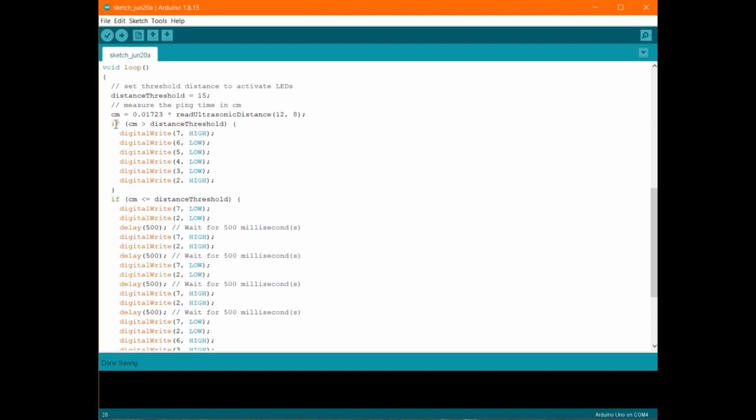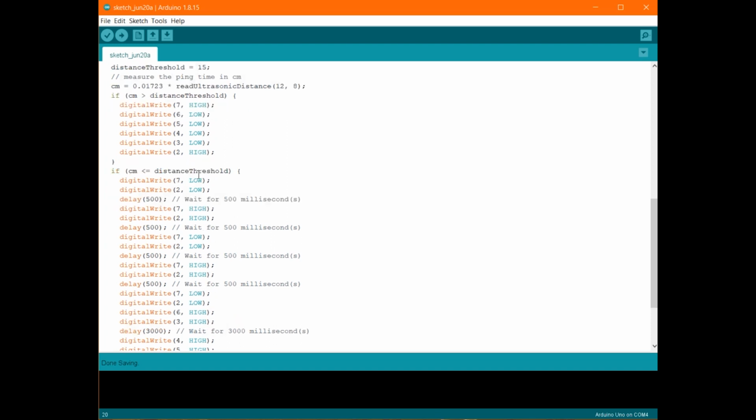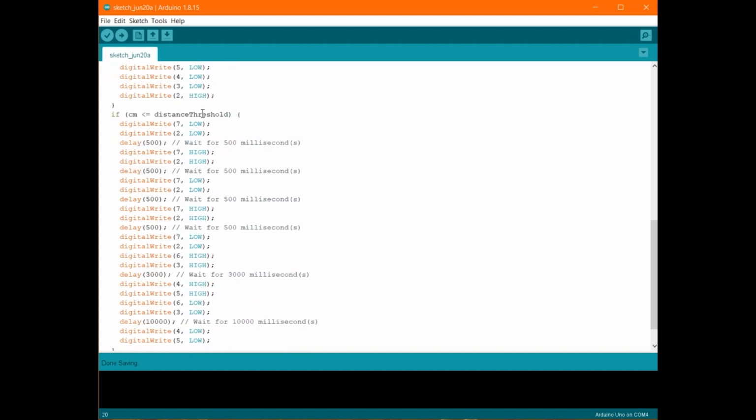Now there is a logical function: if centimeter is greater than the distance threshold, that means the obstacle is far away, then the normal function will go on, like the 7 and 2 pins which we used for the green for the traffic and red for the pedestrian will be glowing. But if the centimeter is less than the distance threshold, that is, if something is near the sensor, then our process will begin. What will happen?